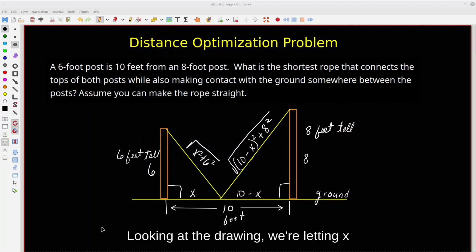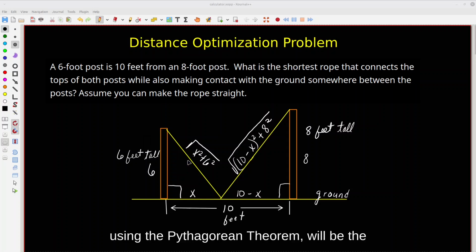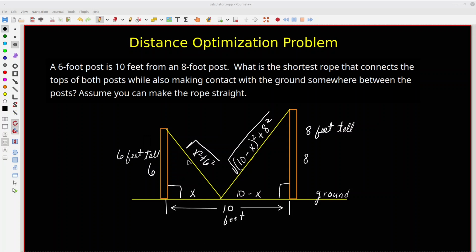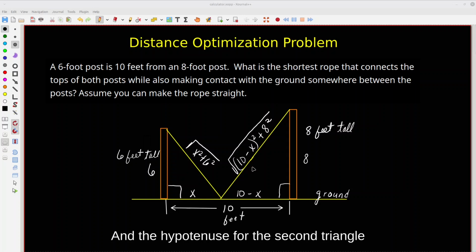Looking at the drawing, we're letting x represent the distance from the first post to the point of ground contact, and 10 minus x represent the distance from the point of ground contact to the second post. This creates two right triangles. The hypotenuse for the first triangle, using the Pythagorean theorem, will be the square root of x squared plus 6 squared. And the hypotenuse for the second triangle will be the square root of (10 minus x) squared plus 8 squared.